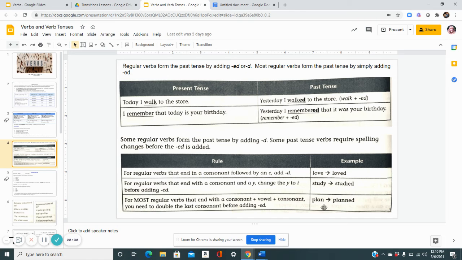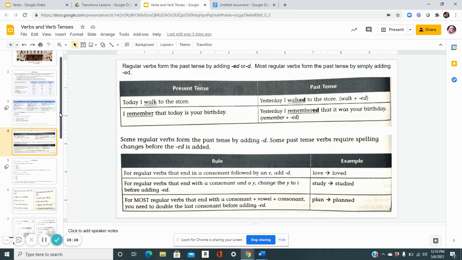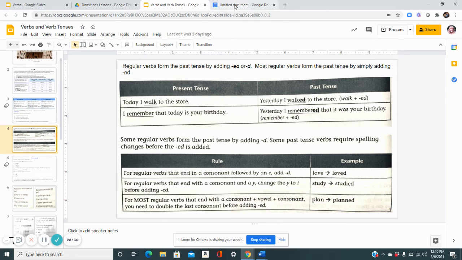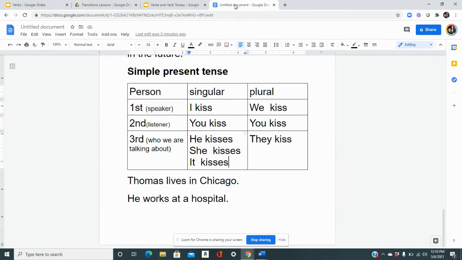And if you have a verb that ends in consonant, vowel, consonant, like plan, the rule is we double that N. You may have some questions about that, and I can explain it better another day because we will run into that rule again in future lessons. But I want to talk about irregular verbs.